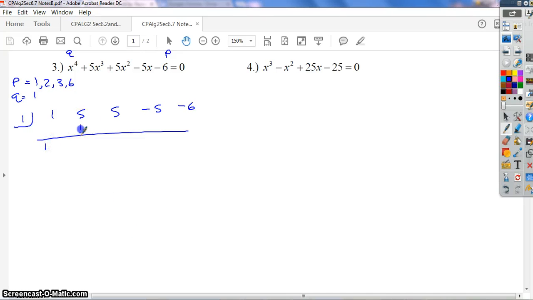So this is 1, 1, 6, 6, 11. This would be positive 6, which would be 6, 0. So far, positive 1 is the solution. That's one of my 4 answers. So there are how many answers? Sorry, I should have written that first. 4 total answers. We have 1 of them.